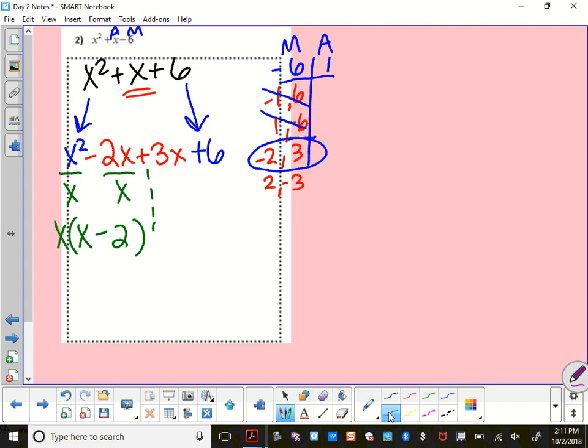On the right side, I have 3x and I have 6. So my GCF is going to be just 3. I pull that down and I divide. 3x divided by 3 gives me x. And 6 divided by 3 gives me positive 2.